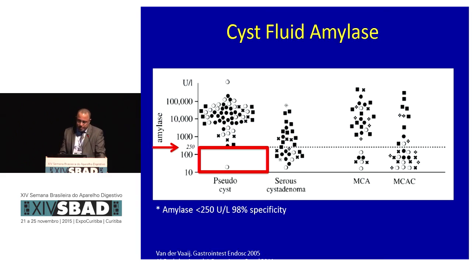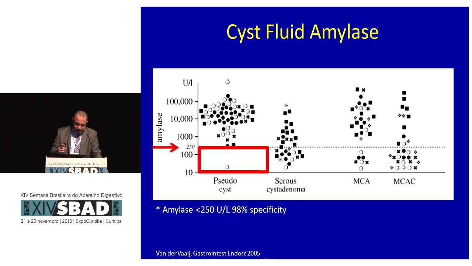For cystic fluid amylase, I want to draw your attention here. There's no difference between mucinous cystic adenoma and mucinous cystic adenocarcinoma. Also, amylase is the same with MCN and IPMN.